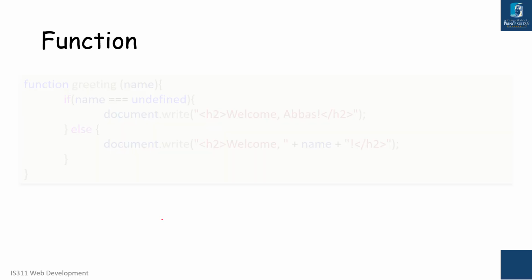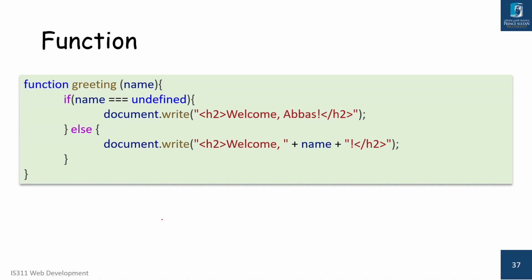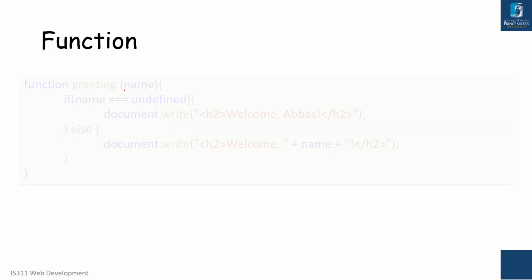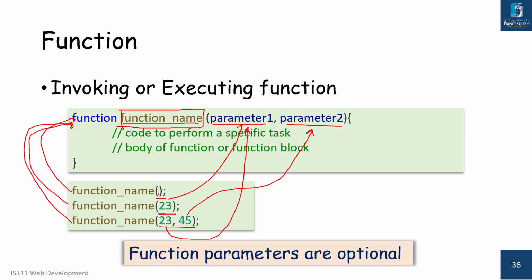So here is an example of a function. I'm writing a greeting function which gives a greeting message to our users. So I'm trying to say the name, and if the value is not given, like here, if I just go back here, the values are not given.